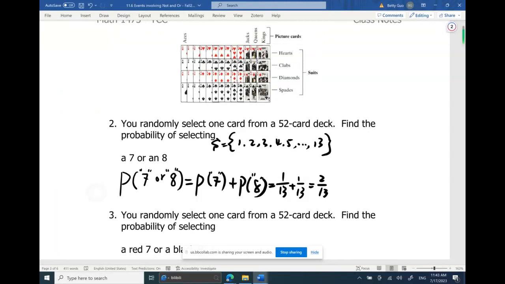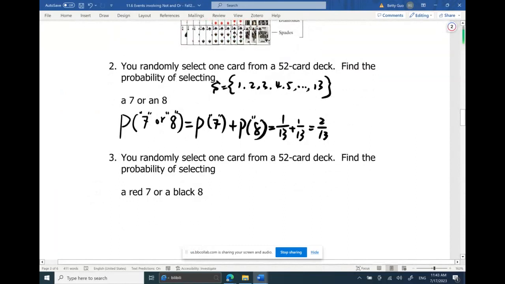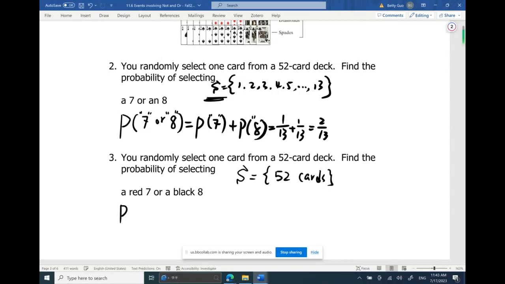Number 2, you randomly select one card from a 52 card deck. Find the probability of selecting a red 7 or a black 8. So those two events involve colors. So the original sample space doesn't work anymore. This time we're going to consider all the 52 cards as the sample space. They all have a 1 over 52 chance to be drawn. We are looking for the probability of getting a red 7 or black 8.